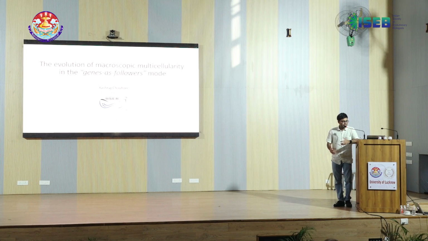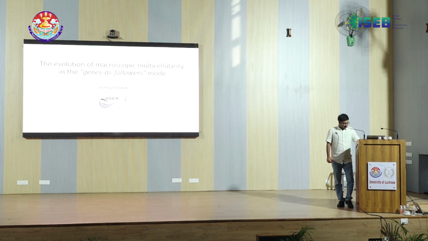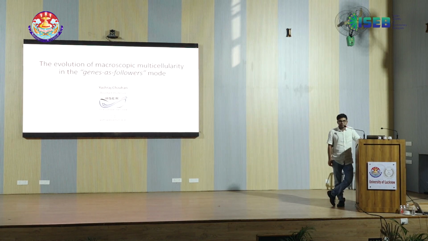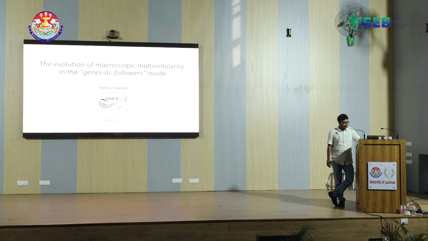So the environment plays a key role, it changes the phenotypes, and then those phenotypes are fixed genetically. This is called the genes as followers mode of evolution. I'll be talking about multicellularity, so let's get into it.